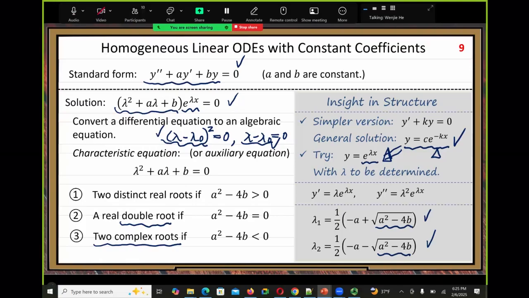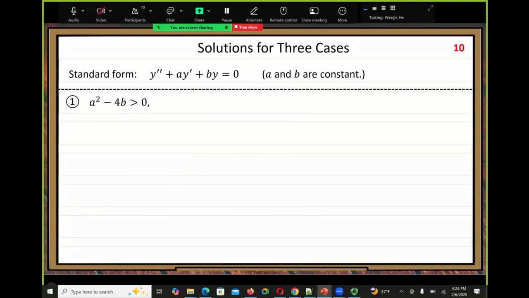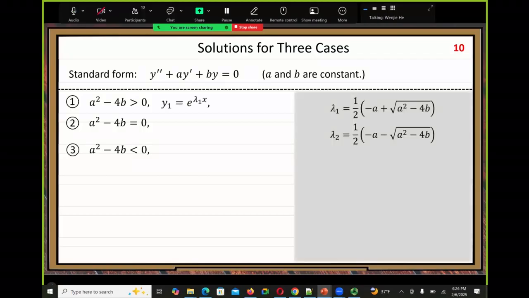So now let's look at the last slide. I want to write the specific forms of these 3 cases explicitly, so that you can get a better understanding. Now we need to work on these 3 cases one by one. The first case is easy: two real numbers lambda 1 and lambda 2. So y1 equals e to the lambda 1 x, y2 equals e to the lambda 2 x. That's all you need, with lambda 1, lambda 2 real numbers.